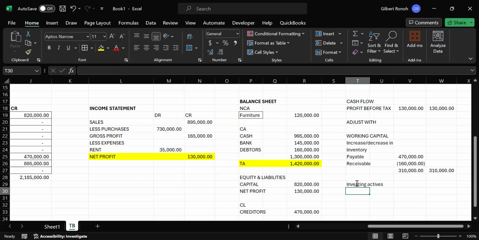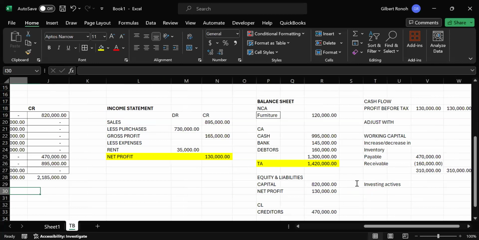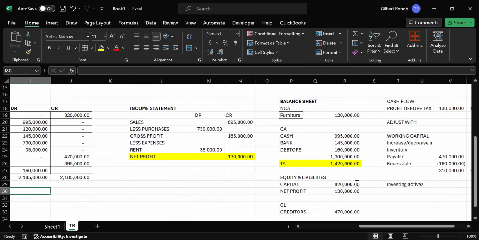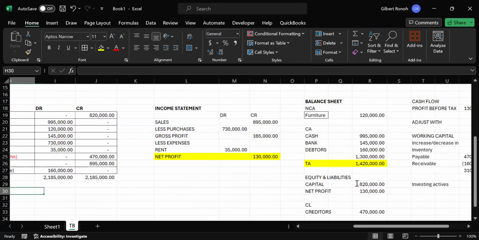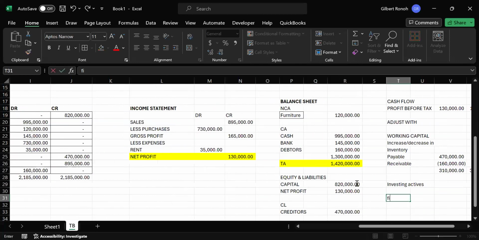What about the financing activities? In the financing activities, we have not paid any shareholders. There is no dividend. There is nothing else. So in this cash flow statement, the financing activities and investing activities will not be affected, because we have not paid the shareholders. There is no dividend. So that one will not be affected.